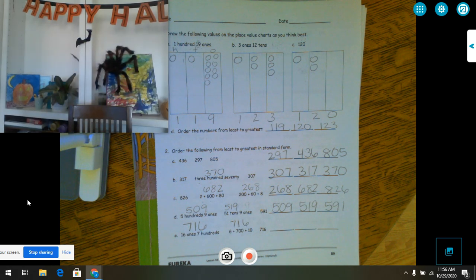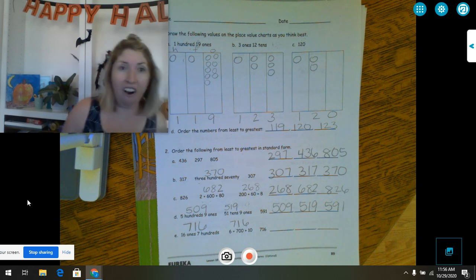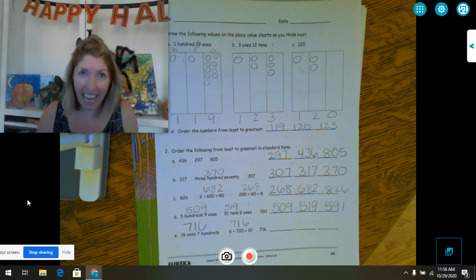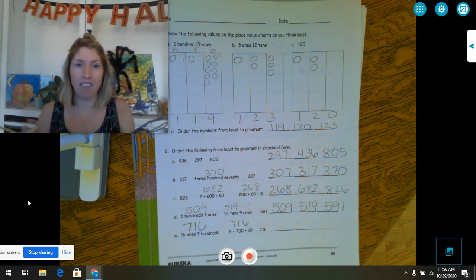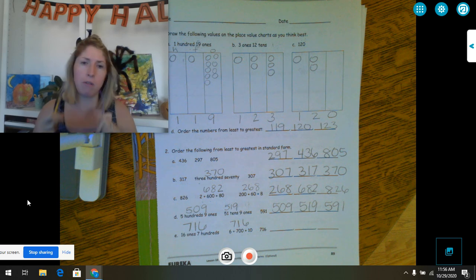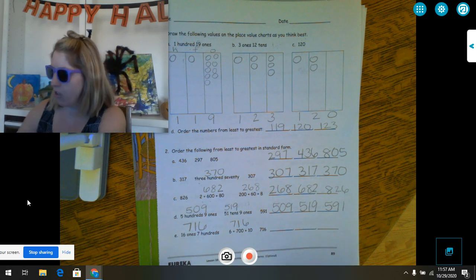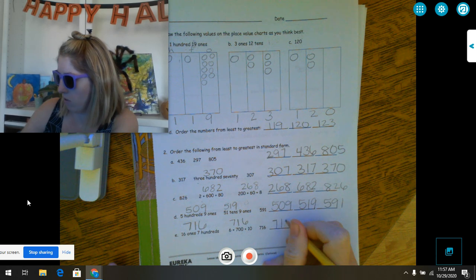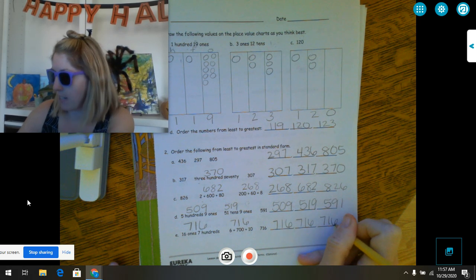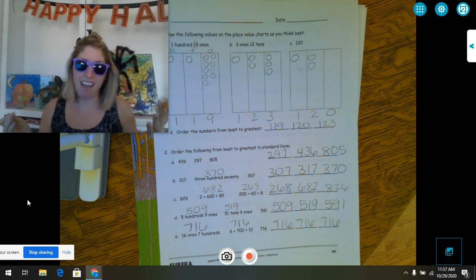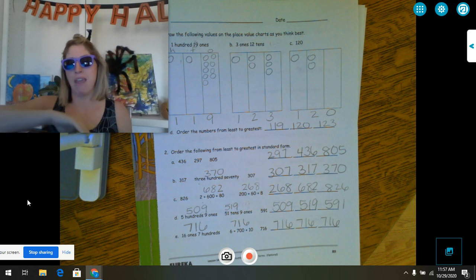What do you notice about these three numbers? They're all exactly the same. 716, 716, 716. They're all the same number. So how do you write the same number from least to greatest? You just write them all in a row, 716, 716, 716. All right, and that's the end of the front of our problem set. You can pancake flip it over.